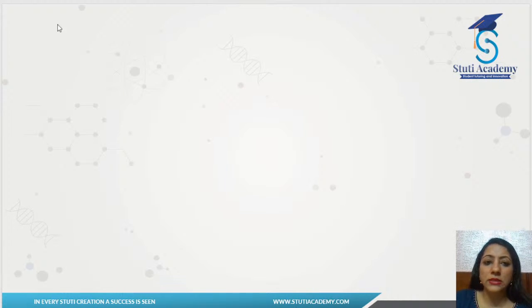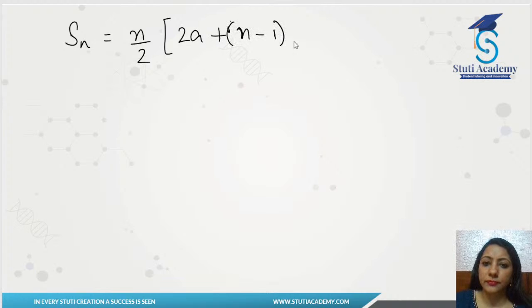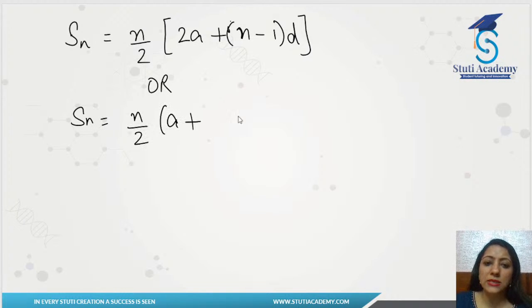Now, we'll revise quickly the formula for the sum of the n terms of the AP. That's denoted by Sn, the sum up till n terms of the AP, and it is given by n by 2 into 2a plus n minus 1 into d, where a denotes the first term and d denotes the common difference. We can use this formula, or we have two more formulae. I'll write down the next one: Sn is n by 2 into a plus an, where an denotes the nth term of the AP.